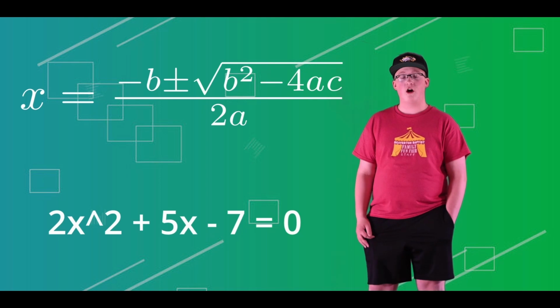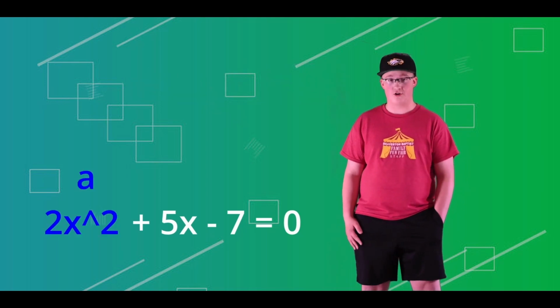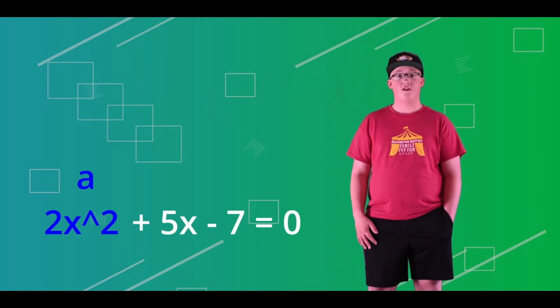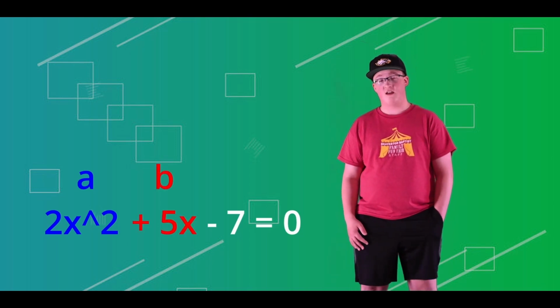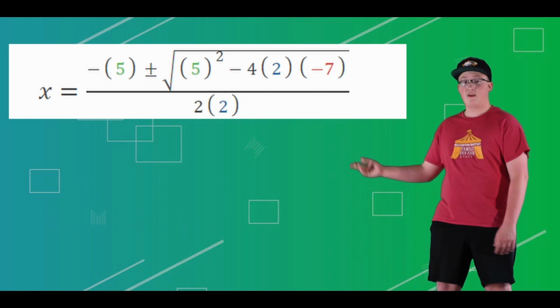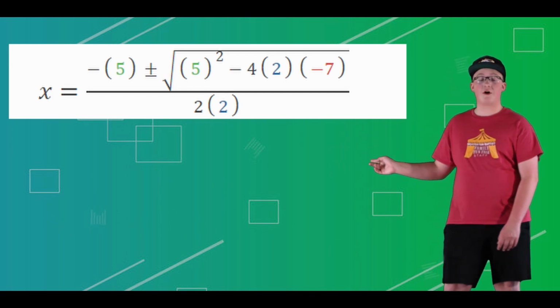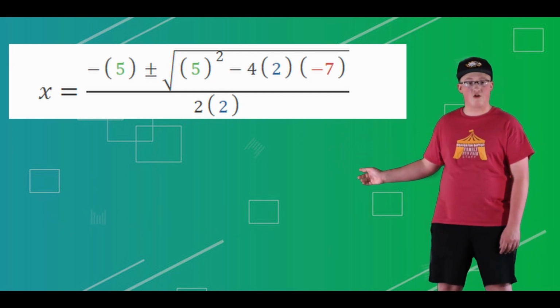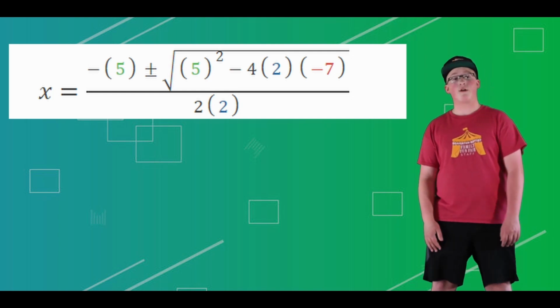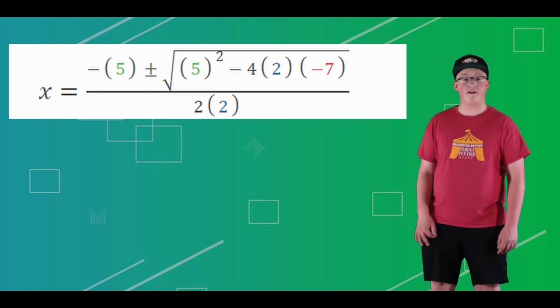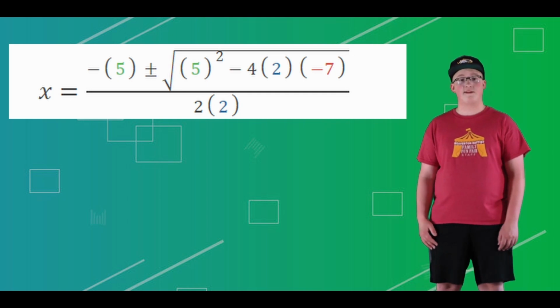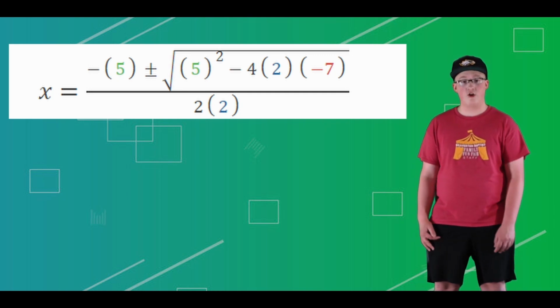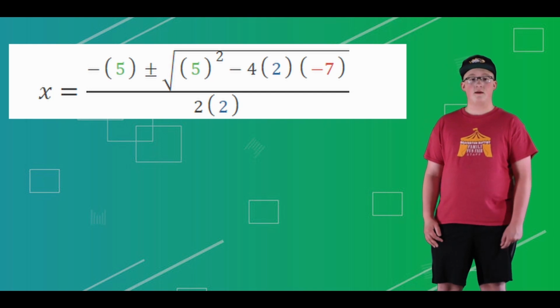A is the number that goes with the x squared term. B is the number that goes with the x term, and C is the constant. This is what it looks like once we plug the numbers into our equation: -5 plus or minus the square root of 5 squared minus 4 times 2 times -7, over 2 times 2.